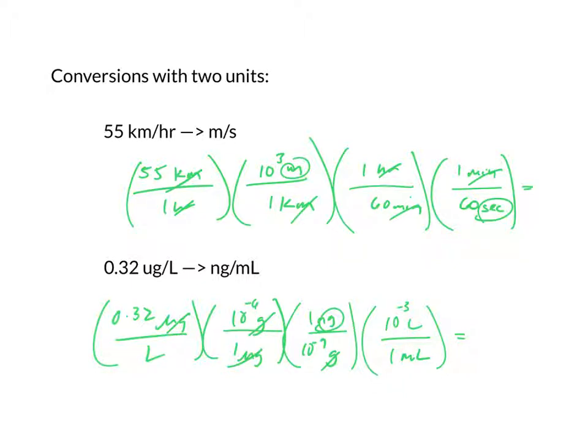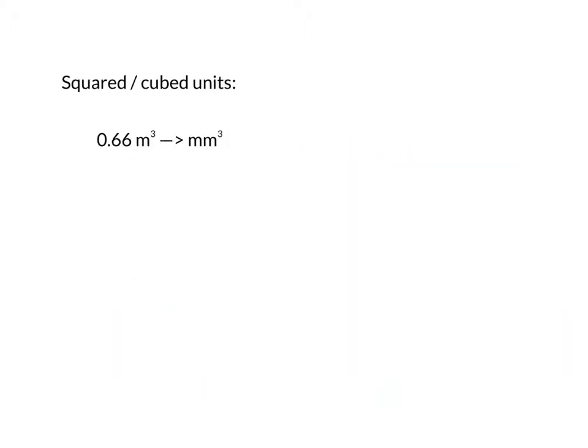Again, I'm going to multiply everything on the top, divide it by everything on the bottom, which actually ends up canceling out. You'll notice here, right? This is 10 to the minus 9th divided by 10 to the minus 9th, which is 1. So this is actually 0.32 nanograms per milliliter. The number didn't change, but we have changed the units. Okay. More tricky thing here is dealing with what happens when we have squared or cubed units.